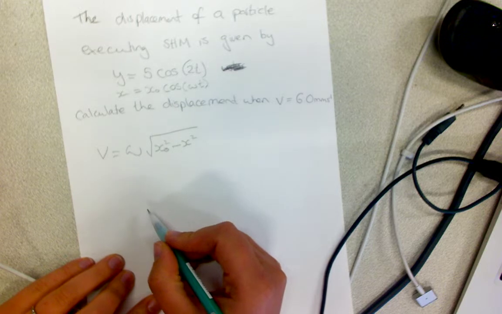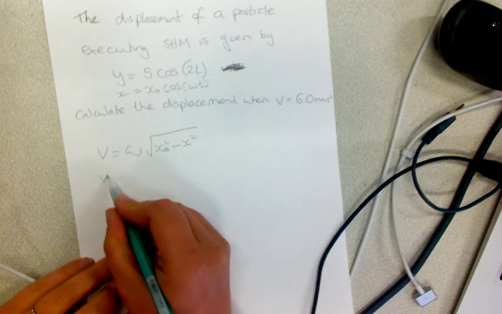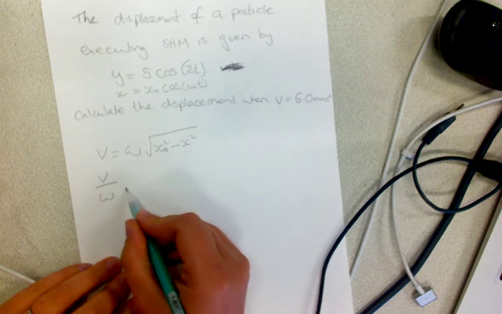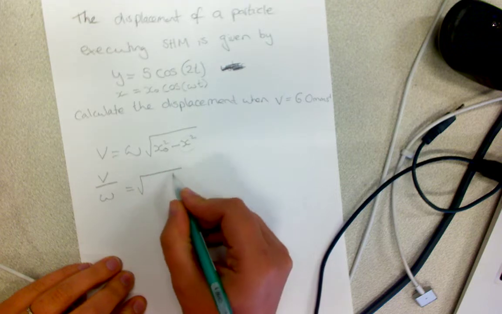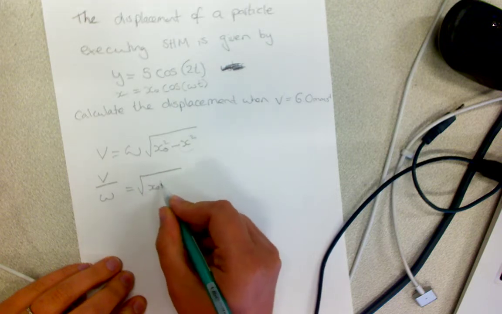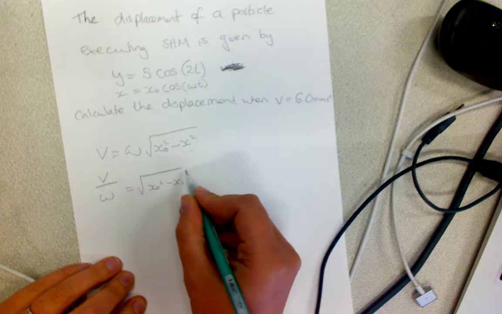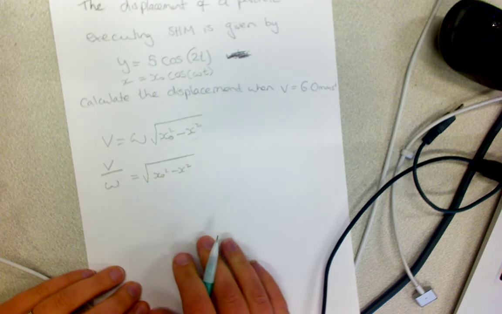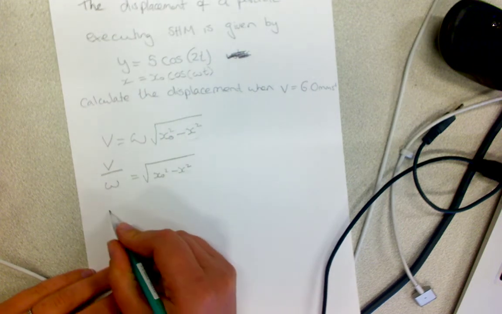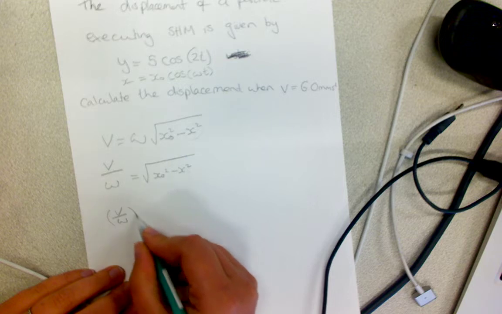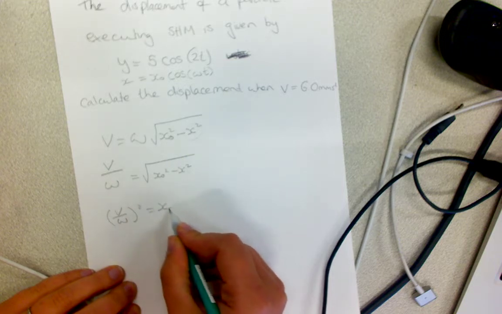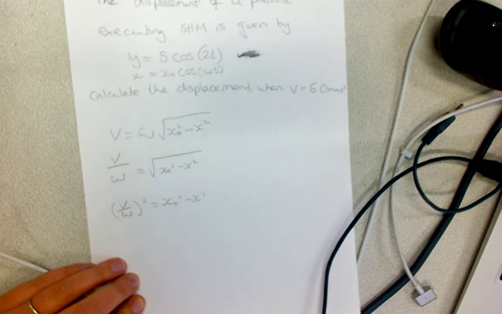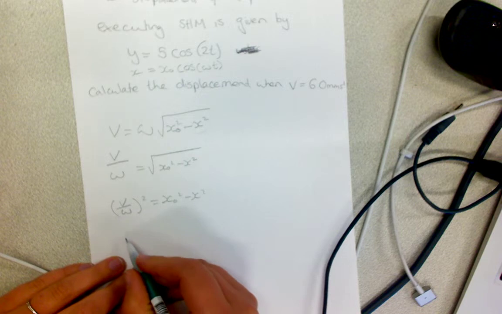Okay, so we need to rearrange this formula. So let's go, we're trying to get x, remember. So v over omega is going to be equal to the square root of x naught squared minus x squared. Oh, sorry, write that in the right place. X squared. Okay. Then we can square this side. So v over omega squared is equal to x naught squared minus x squared. Okay, so that makes it a bit easier for us to get x.